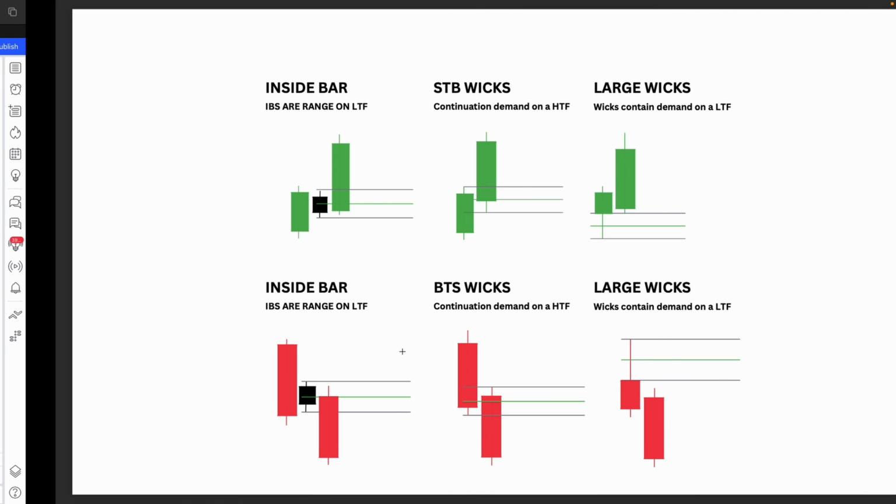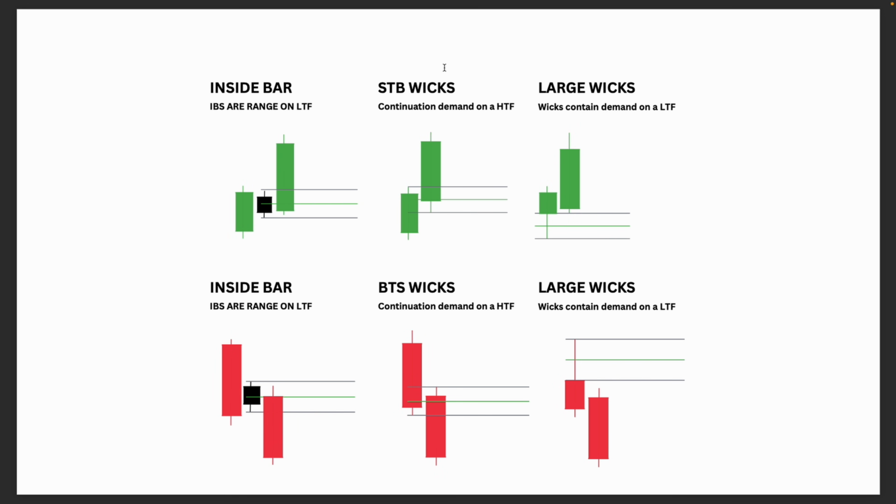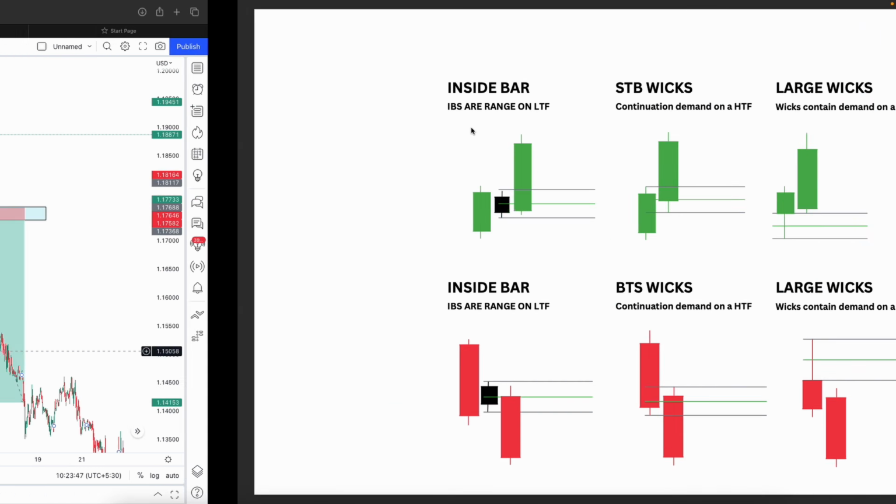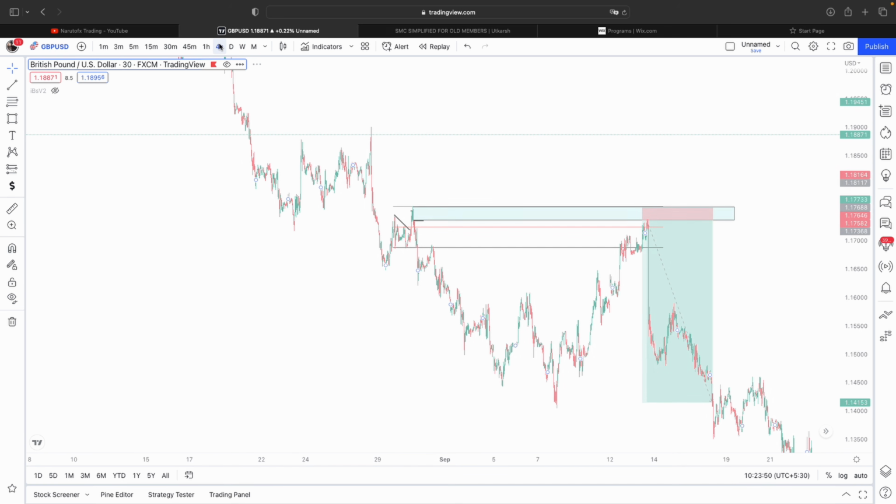Okay, so sell to buy continuation wicks. We can directly use this as an order block, but we need to make sure we are refining to the lower time frame. Okay, so now what are large wicks? Large wicks are a demand zone on a higher time frame.